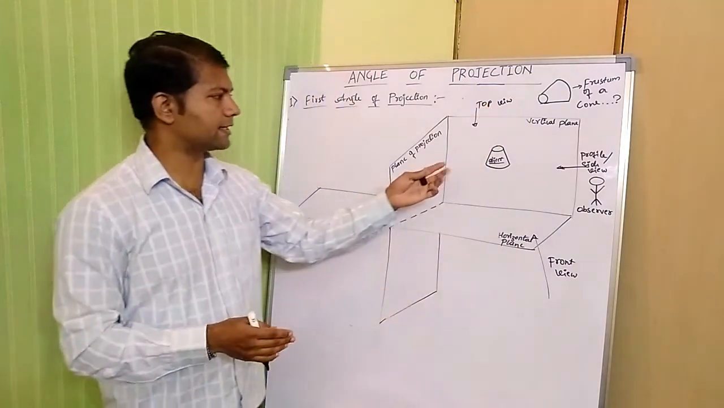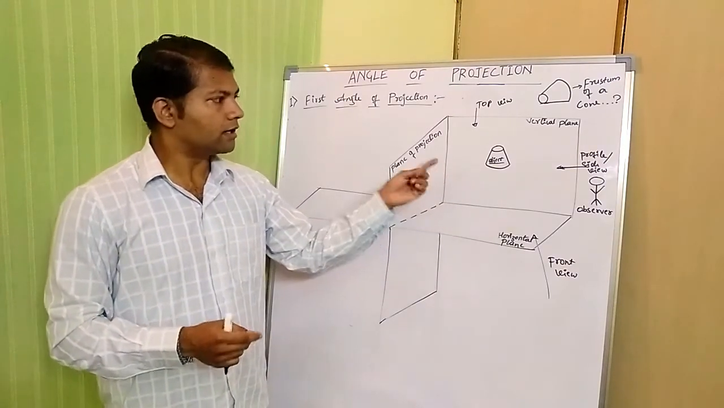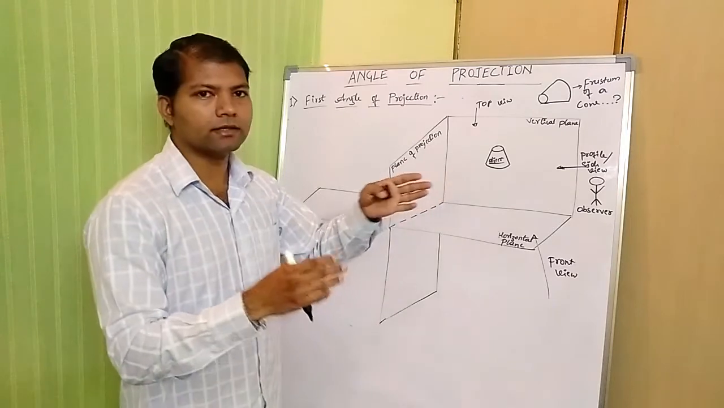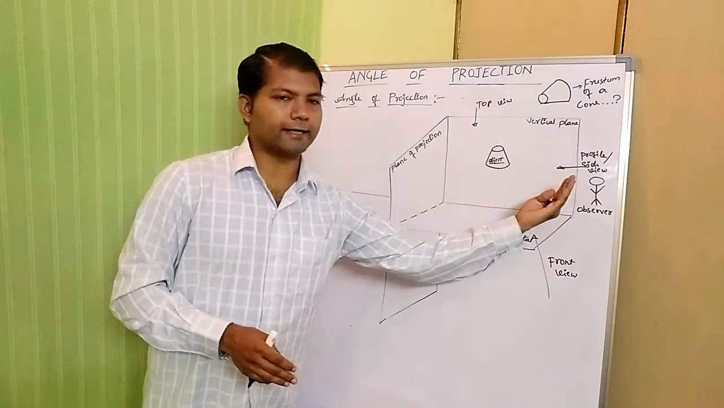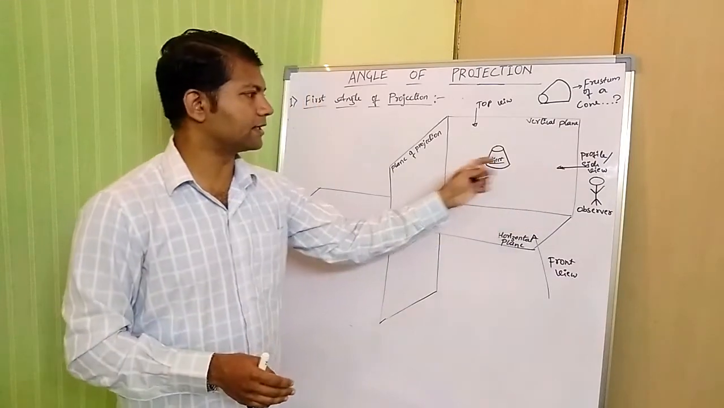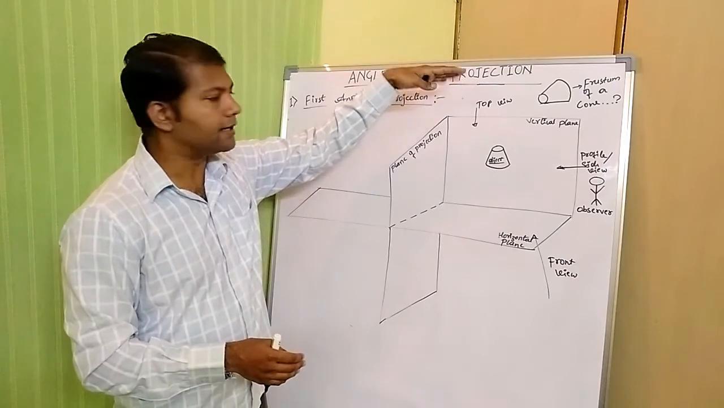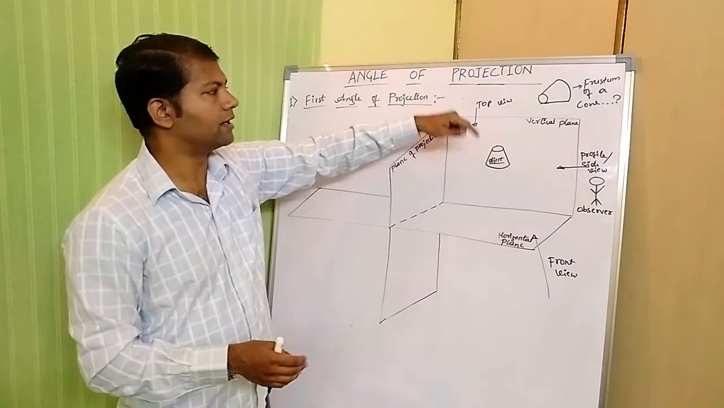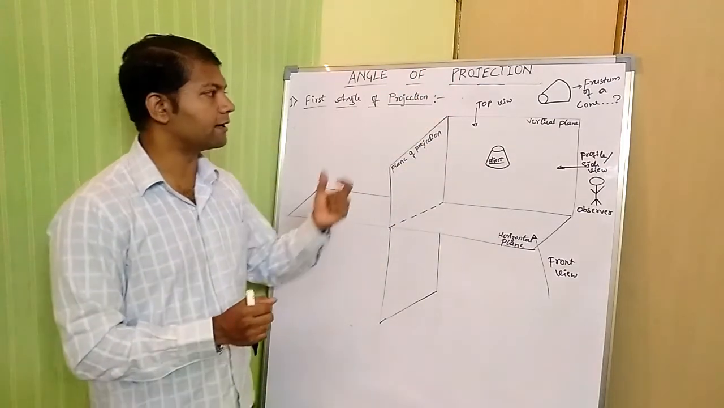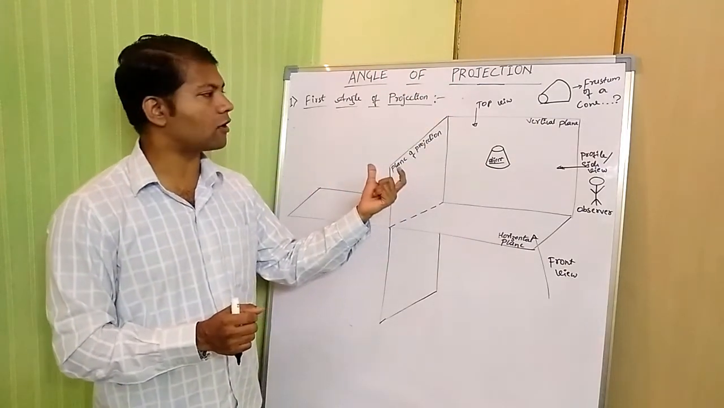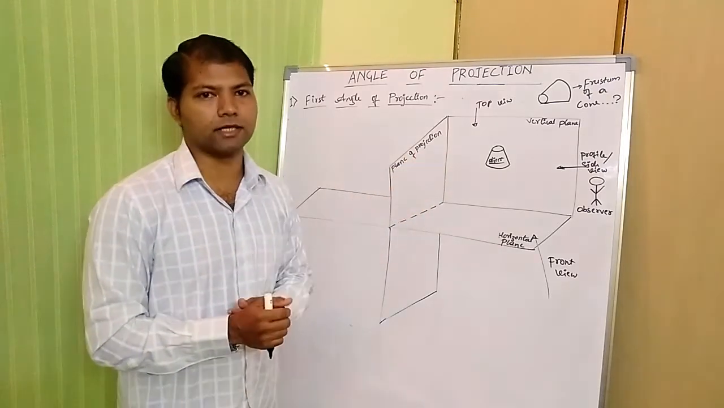Just observe, the object is placed in the first quadrant exactly at the center, in the middle. So it is in between the observer and the planes. Again, if you are taking the other side, it is again in between the observer and the plane. Again, taking the top view, it is placed exactly at the center. It is in between the horizontal plane and the observer. So in the first angle of projection, the object is placed in between the plane of projection and the observer.